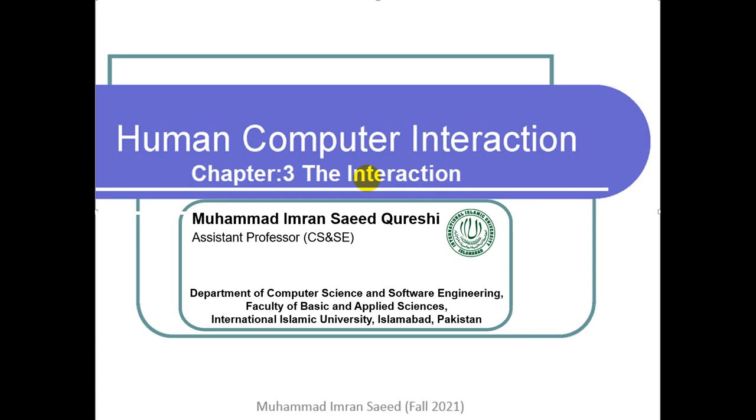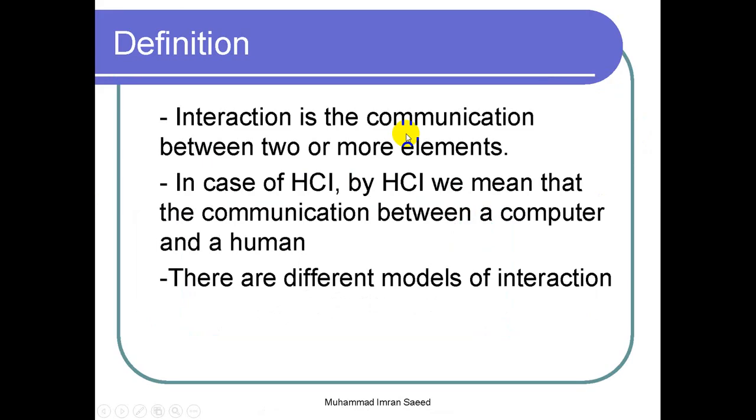In fact, whenever we have two components or two things and they communicate with each other, this is known as interaction. So the definition is: interaction is the communication between two or more elements. So now these elements can be two or more humans that are talking to each other, or two devices that are sending and receiving data, that means communicating with each other. So this is the definition of interaction.